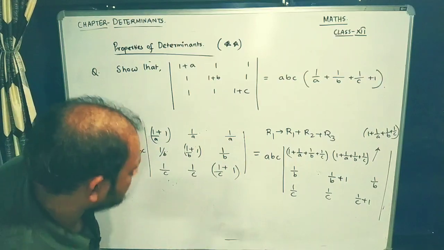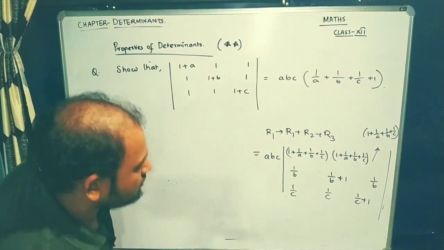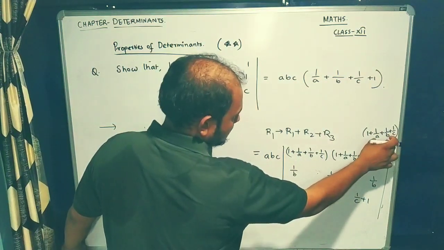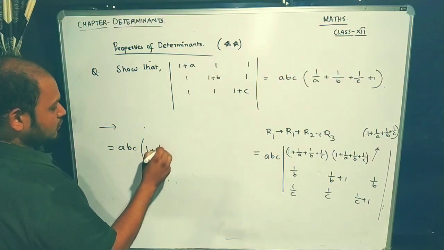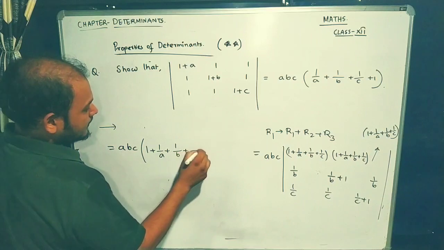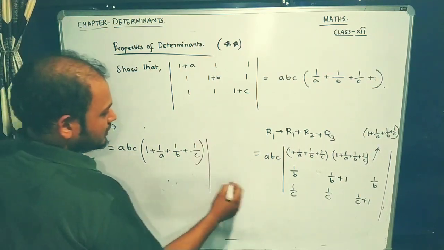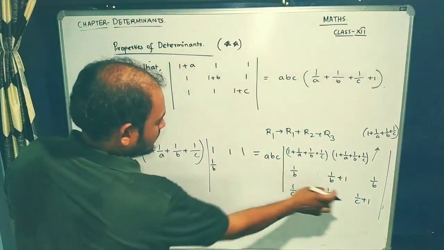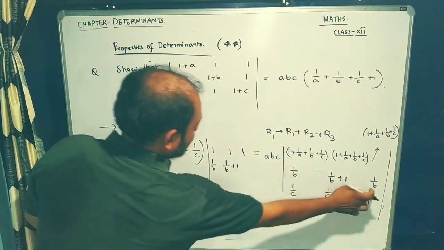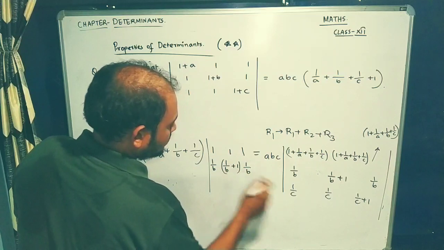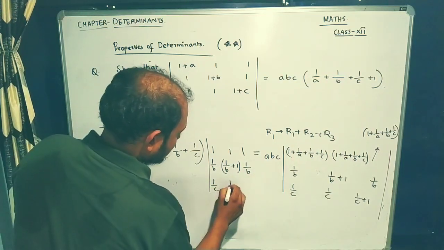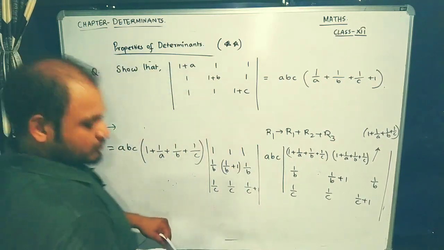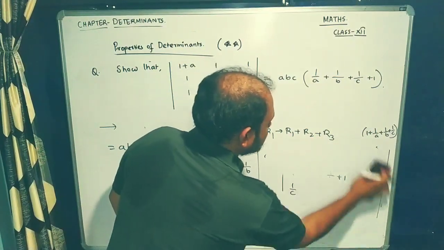So if you take this term outside, what you will have? You will have ABC, and if you take this term common from the first row, and this term is 1 plus 1 by a plus 1 by b plus 1 by c, and inside you will have 1 1 1, then you have 1 by b, then 1 by b plus 1, then again 1 by b, then 1 by c, then 1 by c, then 1 by c plus 1. Okay, see how easy it is.